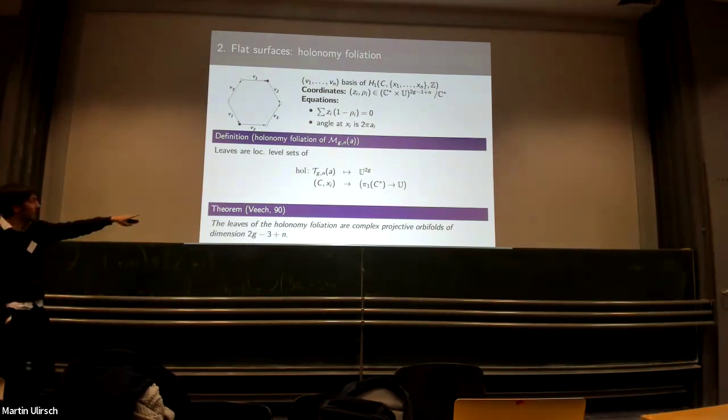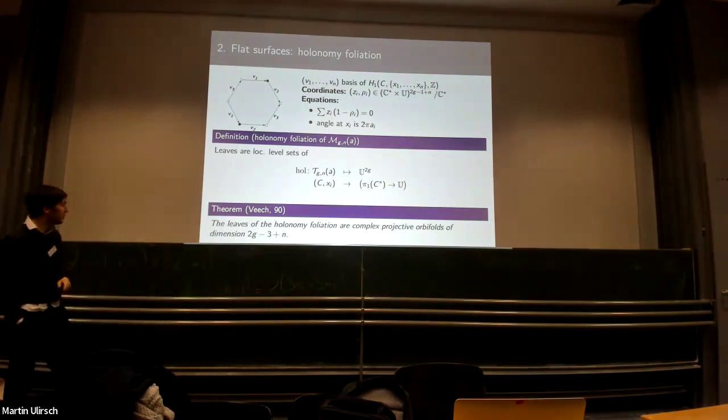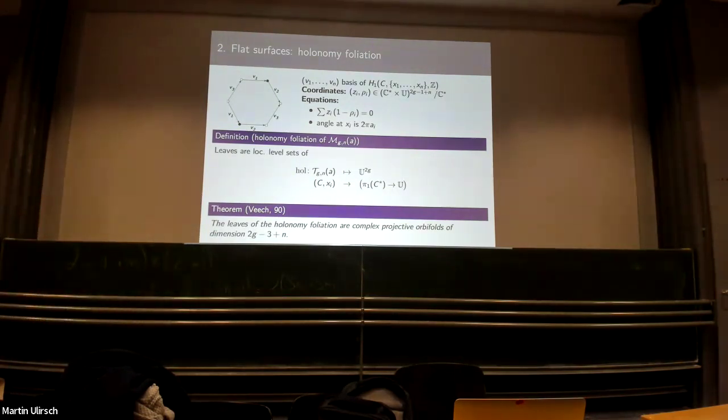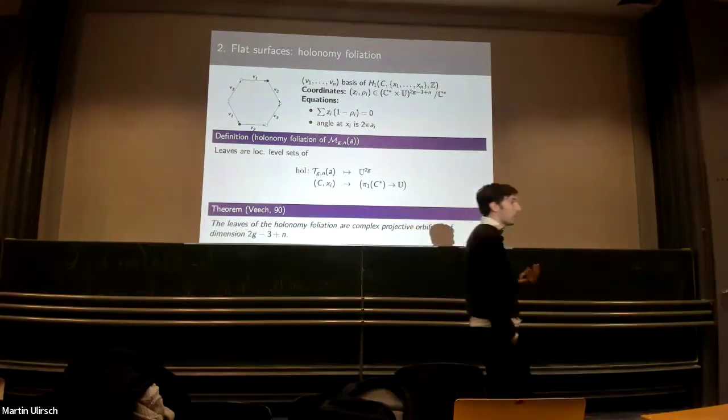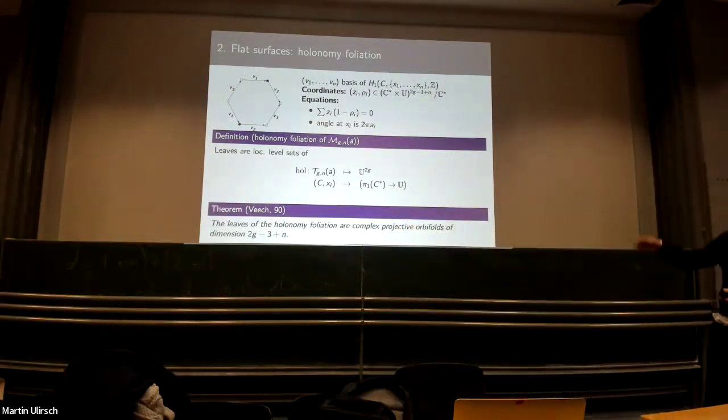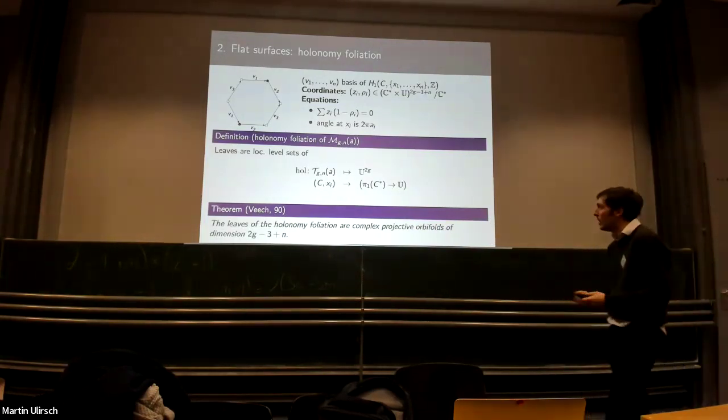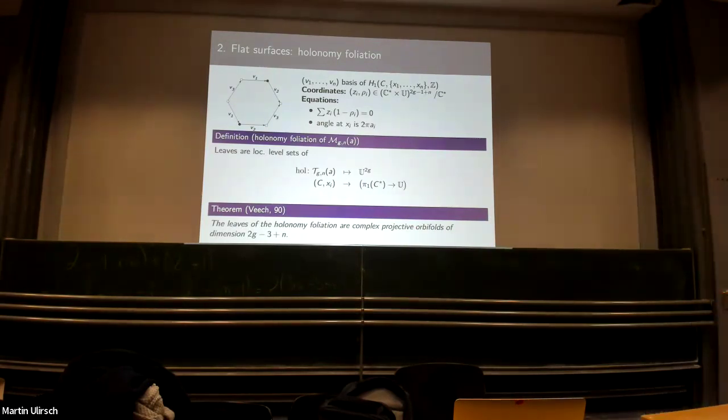Okay, and by a theorem of Leach, the leaves are actually complex orbifolds. So although the space is not equipped with a natural structure of complex orbifold, because I have this part which is just the angle part, the part in U is not actually equipped with a natural complex structure, the leaves of the holonomy foliation are complex projective orbifolds.